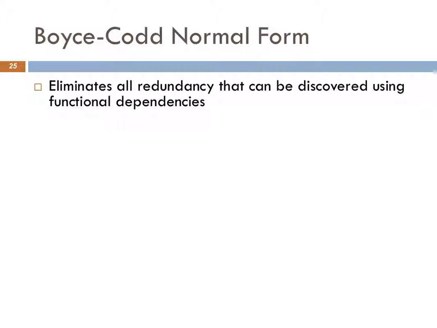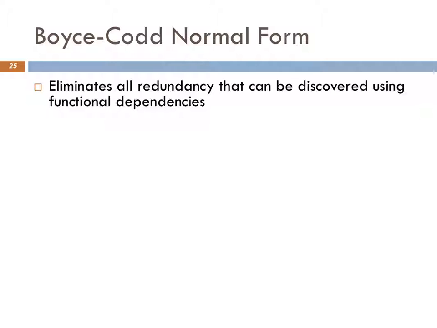So we're going to be using the closure of F quite a bit, but we're not going to talk about how to produce it until next time. So Boyce-Codd normal form is what I would say is the first interesting normal form. Remember we had first normal form. There's actually a second normal form, but we don't care about it anymore.